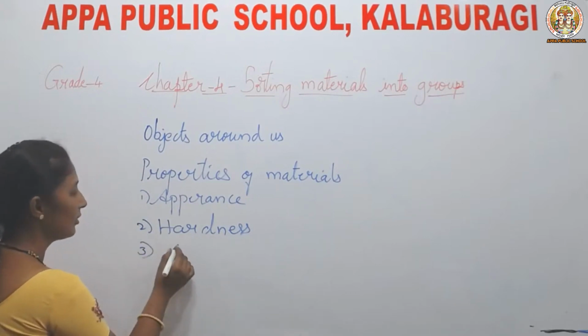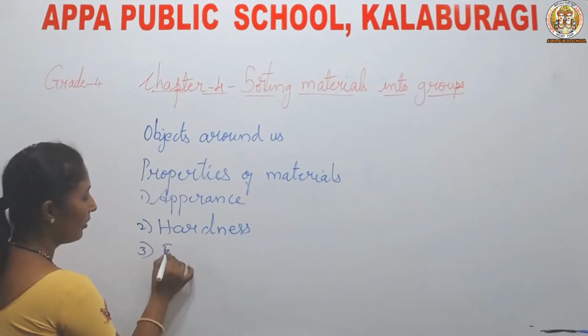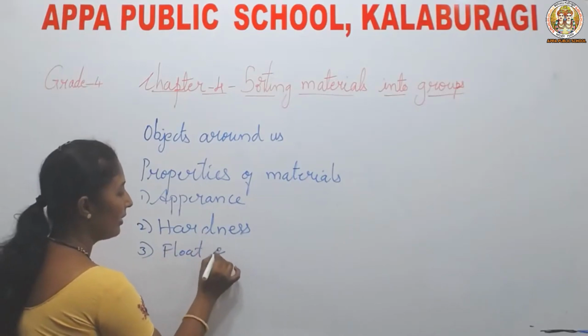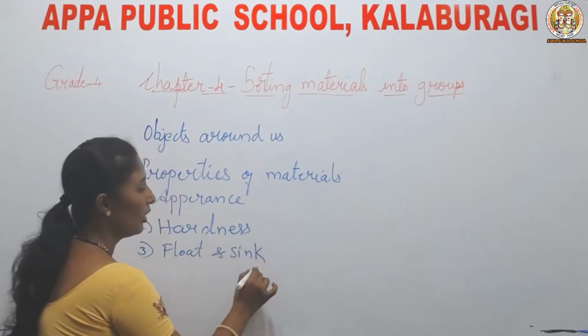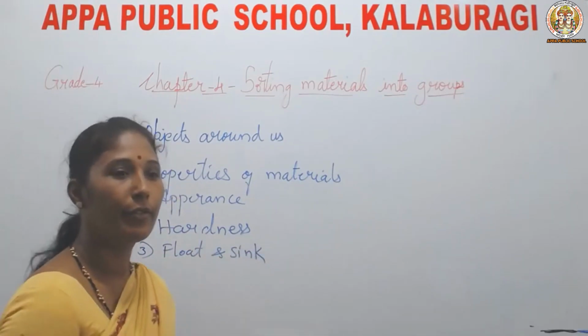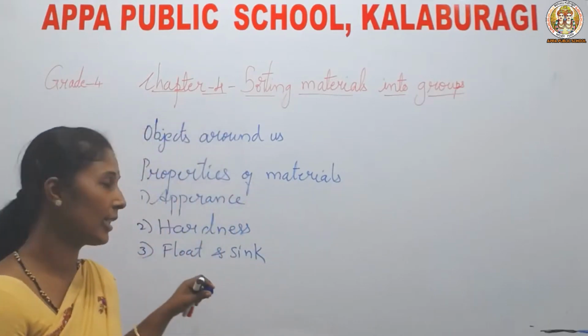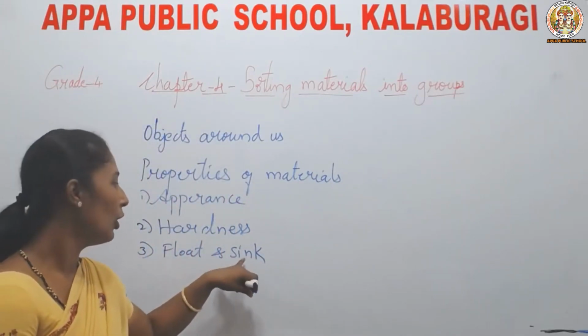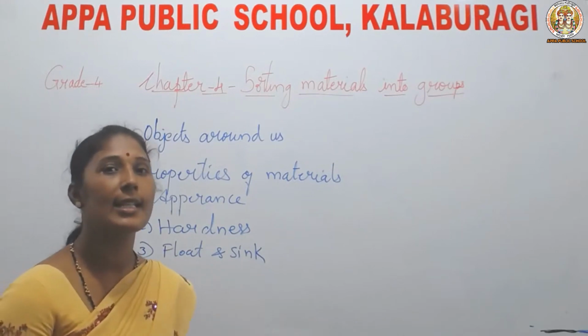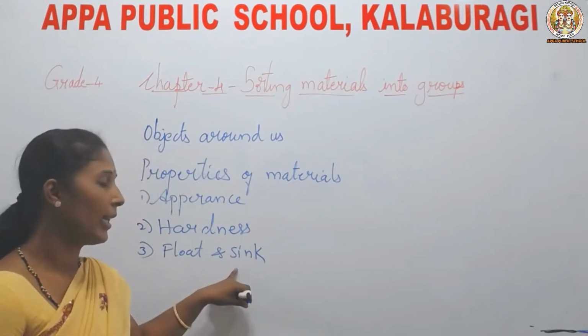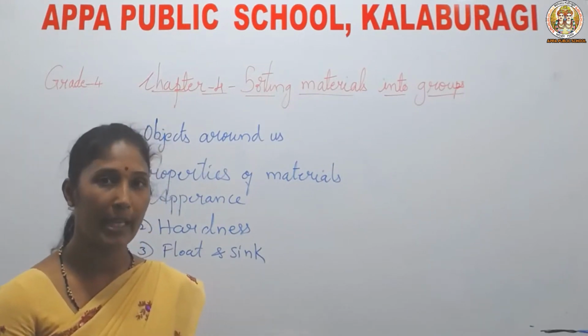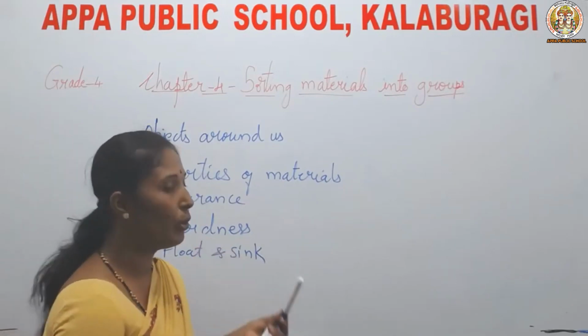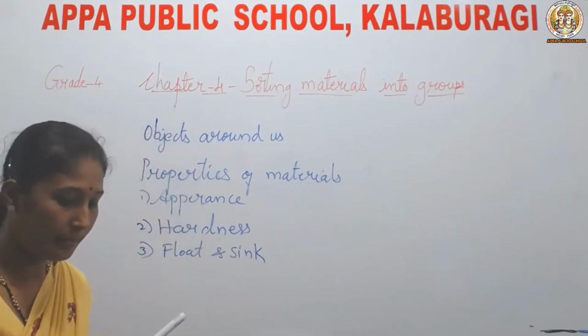Next, we have float and sink materials. Those objects that can easily float on water are called floating materials. Those objects that easily settle down in water are called sinking materials. So we will move to the next topic.